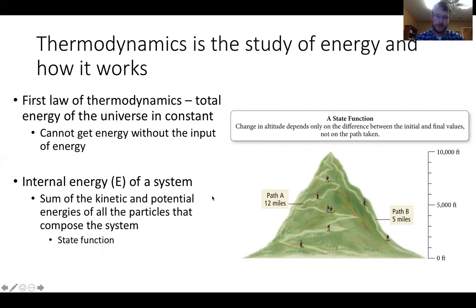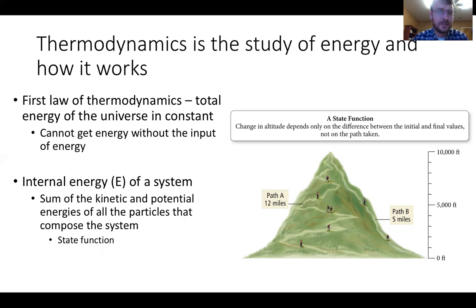We're doing thermochemistry and thermodynamics, very similar things. What we're going to see is the first law of thermodynamics, which just states that the total energy of the universe is constant, right? Again, the law of conservation of energy. The energy is just transformed. You cannot get energy without the input of energy. You can't just snap my fingers and boom, energy is made.